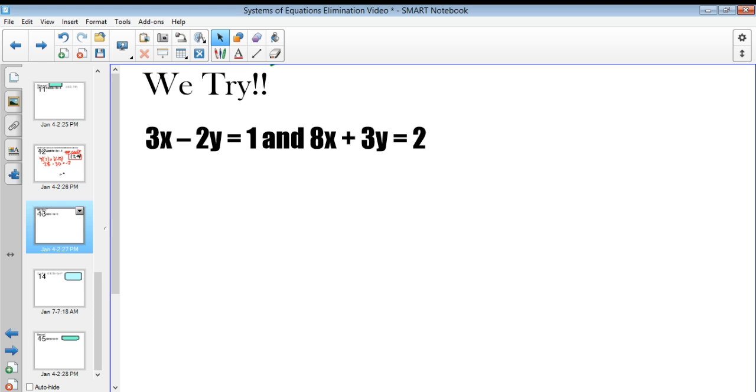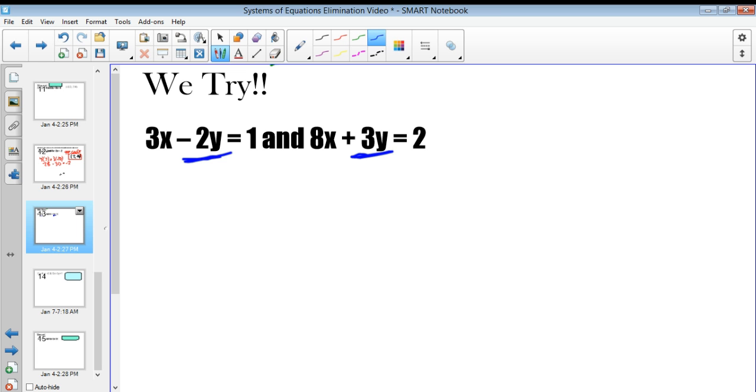Now this one's going to be a little bit more difficult, but we're going to walk through it. So let's try this one together. And here I'm going to try to get rid of my y's. The reason is that, if we look, they already have opposite signs in terms of the coefficients. And whenever I'm doing elimination, I'm really trying to get opposite coefficients. So if one's positive and one's negative, that's already a good start.